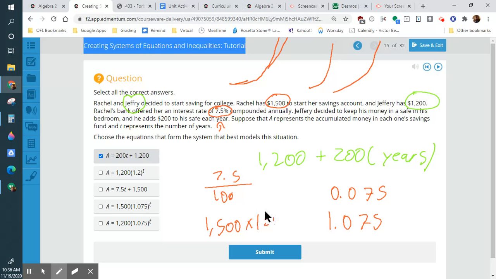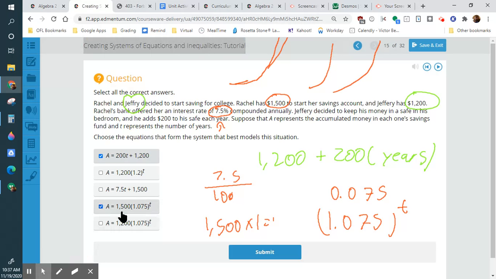So we're adding the original amount plus the interest. And we're going to keep multiplying it the number of years. So it's an exponential growth. Every year we keep multiplying it by this number over and over and over again. So Rachel's is going to be this one. It's an exponential growth based off the percentage. And it's a growth because it's greater than 1.